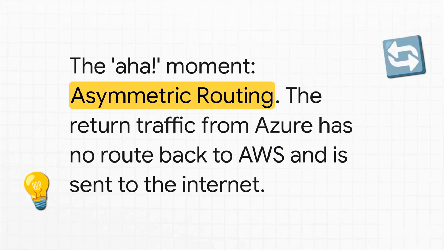And there it is, the aha moment. By checking the route tables in Azure first, we find the problem. See, the packet from AWS makes it to the Azure database just fine. But the reply packet from that database, well, it has no specific route telling it how to get back to the AWS source IP. So it's just being sent out to the public internet instead of back through the VPN tunnel. It's a textbook case of asymmetric routing.